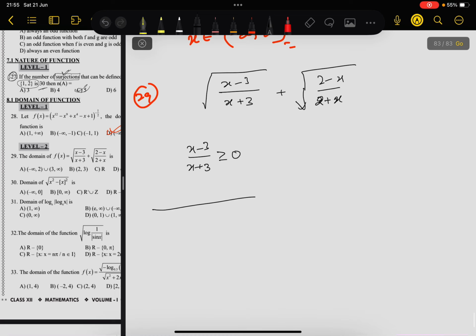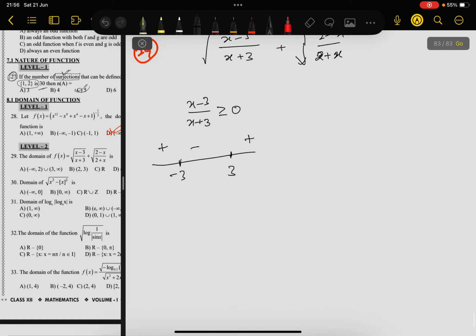Again, for this we can draw the roots on a number line, that is minus 3 and plus 3. The signs are positive, negative, positive. So x belongs to (3, infinity) and (minus infinity, minus 3). Here we cannot include the root minus 3, that means negative 3 is not included, but positive 3 is included. So from minus infinity to negative 3, union 3 to infinity.